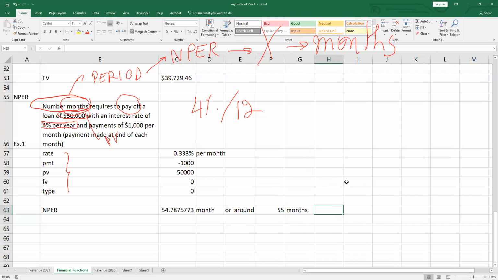Okay, now this is the number of periods that you have to pay to clear off this loan, $50,000. With this information, we have to pay around 55 months. So in this one, you have to be careful when you calculate the NPER: the result of NPER is always positive.